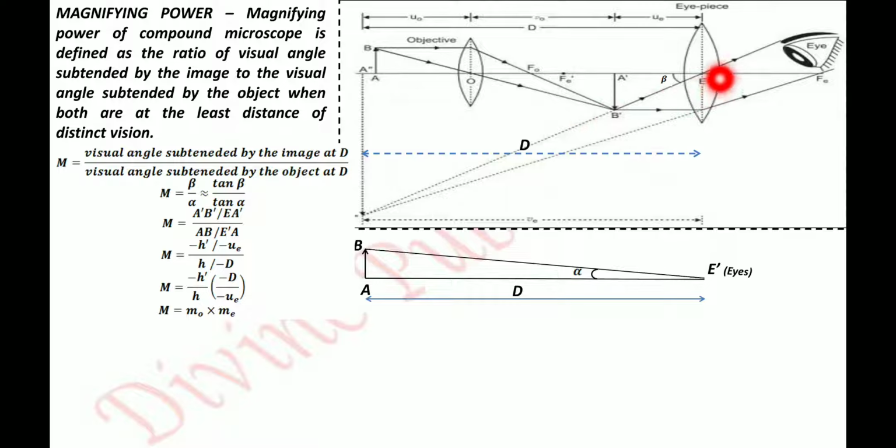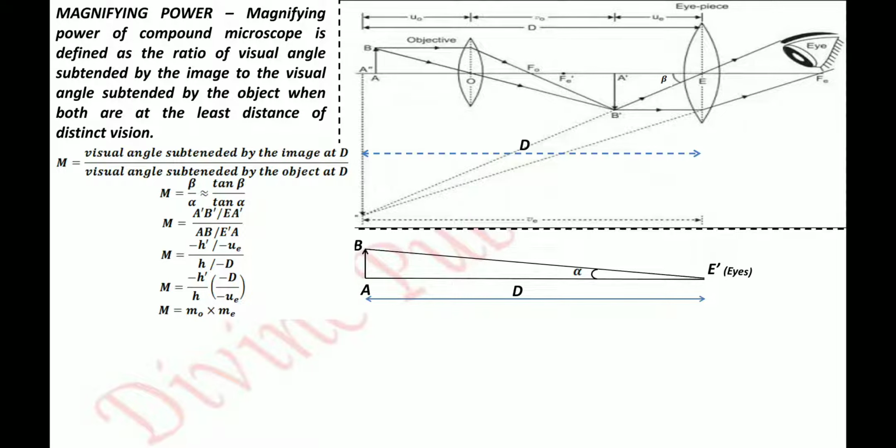So for this triangle, tan beta is equal to A dash B dash, it is your perpendicular, upon base, and that is E A dash. So we have written A dash B dash upon E A dash. It is for the tan beta. For tan alpha, what should we write? Just see that diagram at the bottom. The perpendicular is AB, upon base is E dash A. So it is AB upon E dash A.